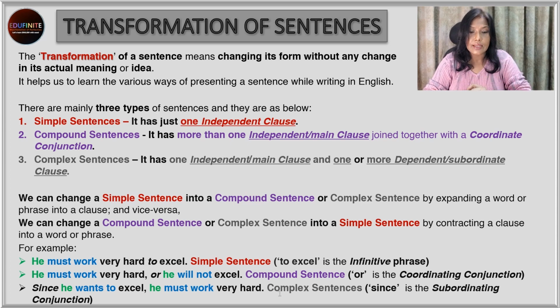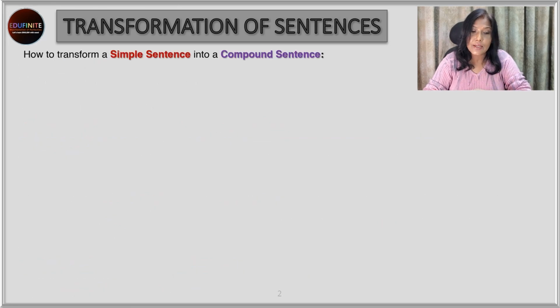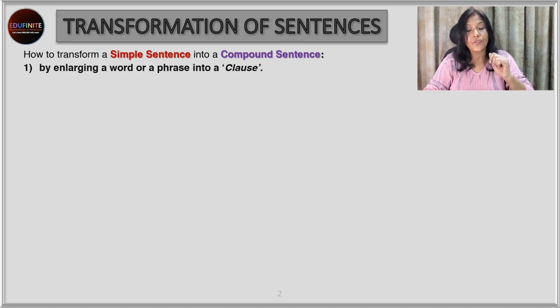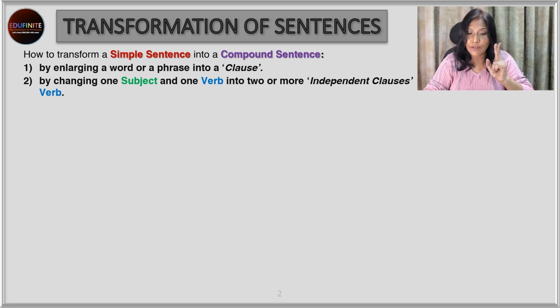Now, let's delve deeper. How to transform a simple sentence into a compound sentence. Let's look into the various ways we can transform them: by enlarging a word or a phrase into a clause, as I said earlier, by changing one subject and one verb into two or more independent clauses with their own subject and verb. We have already seen that in a simple sentence, there is only one subject and one verb. But when we convert it into a compound sentence, it comprises two independent clauses, so each independent clause will have its own subject and its own verb. That is how it will be formed.